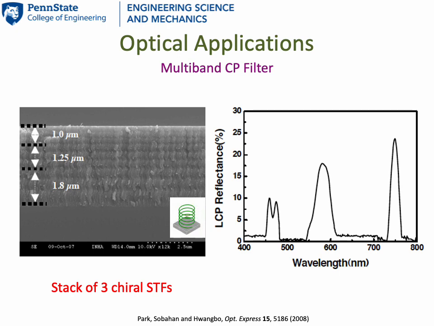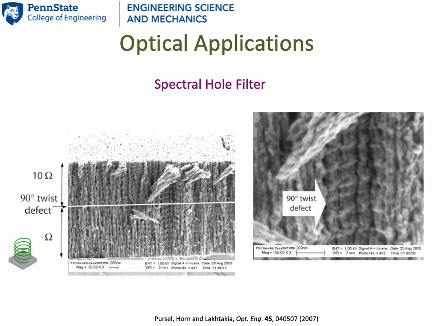Multi-band circular polarization filters can be made by growing a stack of different chiral sculpture thin films. Changkwan Hwangbo in South Korea grew a stack of 3. As predicted by theory, there were 3 circular Bragg regimes. Thus, one can envision many-sectioned sculpture thin films as entire optical systems.